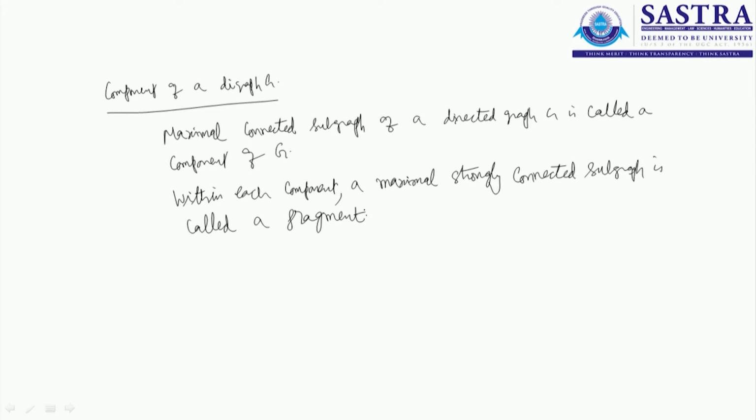So in the case of undirected graphs, you have one thing called the component, but here you have two types in directed graphs. One is called the component in general, the other one is called the fragment. With this fragment, you can also construct other strongly connected graphs. So you have to remember the definitions, and you should also remember the example of a component of a digraph G.